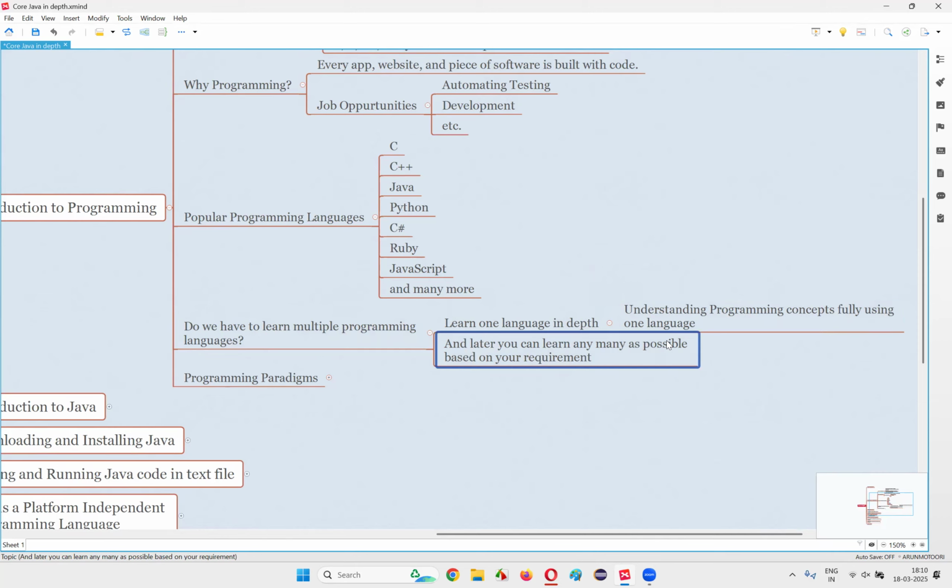But be good with one programming language. That should be your ultimate goal. Maybe because of your situations you may switch between languages, but at some point you should get a feeling that you are good with at least one programming language.